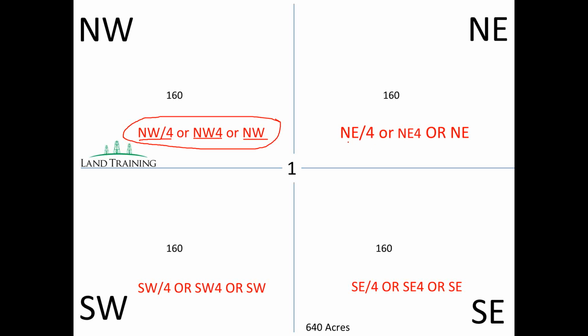Same thing here. This could be written either as the northeast/4 or just the northeast 4 or just the northeast. All those are the same thing. And you'll see it written differently on different instruments, different leases, those kind of things. So that is the northwest of the northwest, northeast of the northeast of the northeast. So I just want you to know when you see these written different ways, they really all mean the same thing. They're just written different ways.